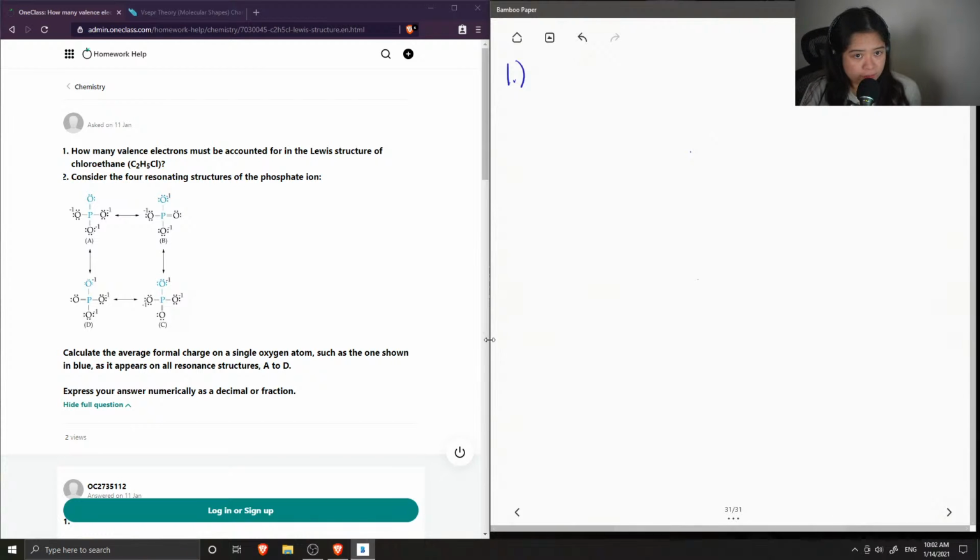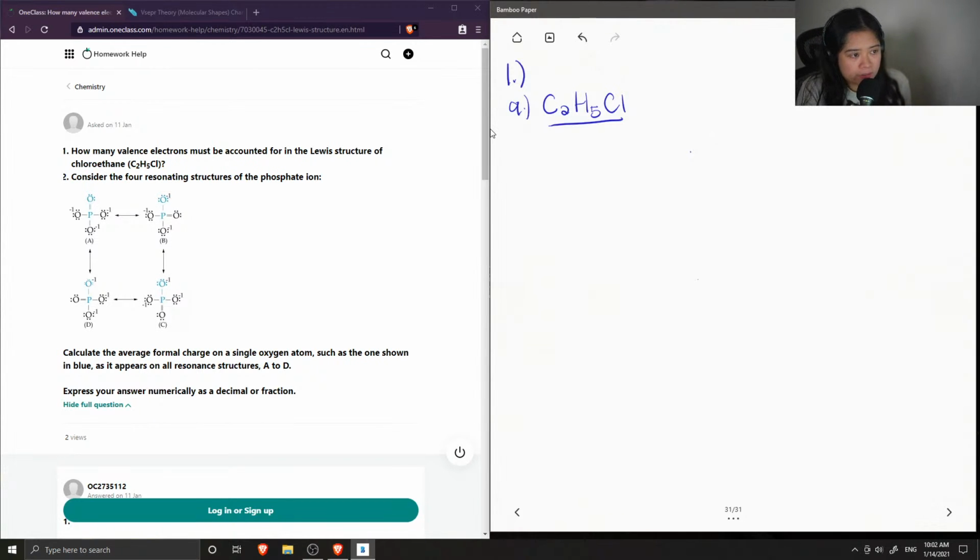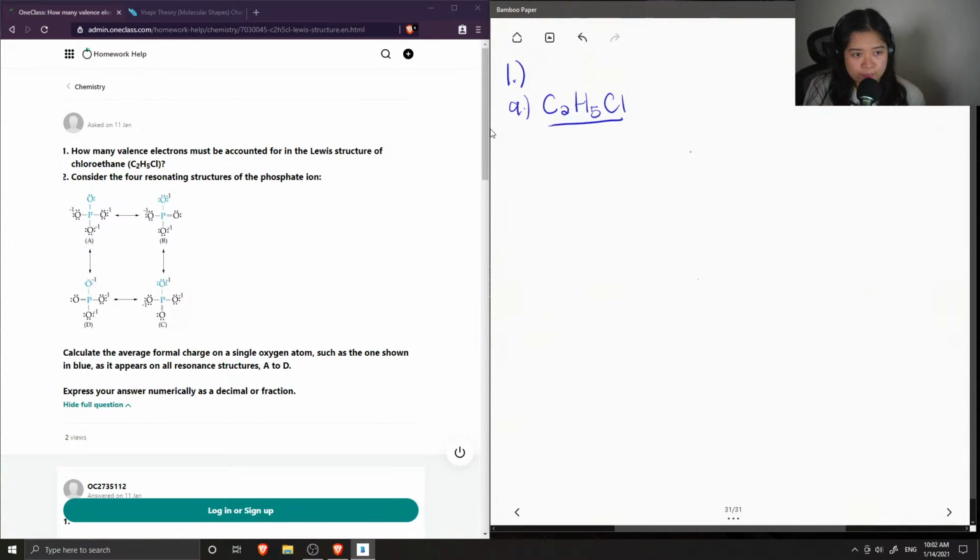Okay, so let's do the first part of this question. I'll just call it A. We just need to draw the Lewis structure of chloroethane, which is C2H5Cl. And they also just ask for how many valence electrons, so luckily we need to know the number of valence electrons to write the Lewis structure. So we can calculate it right now.